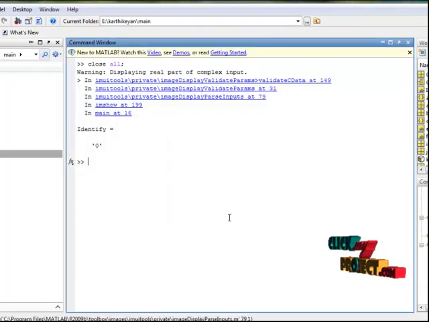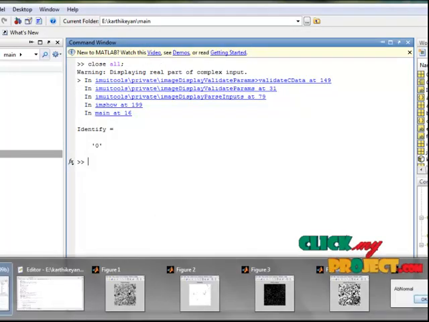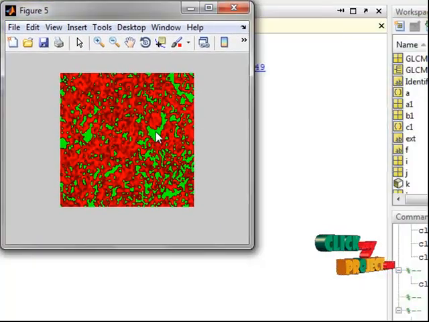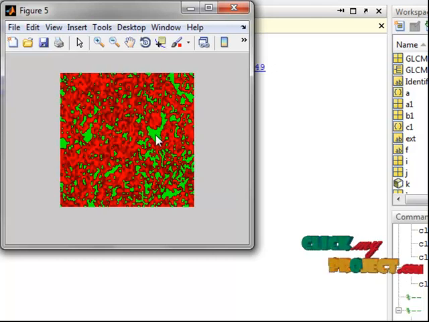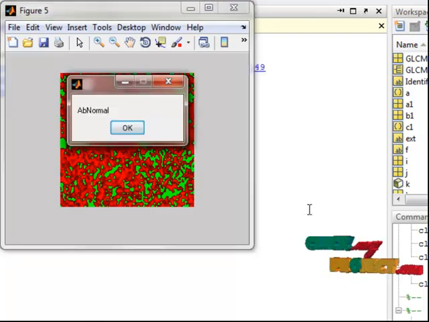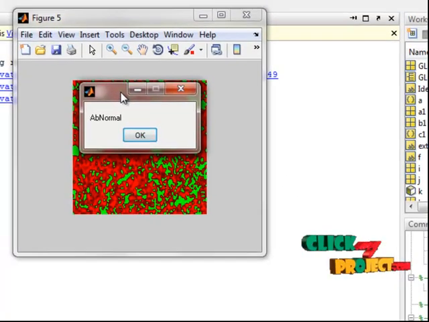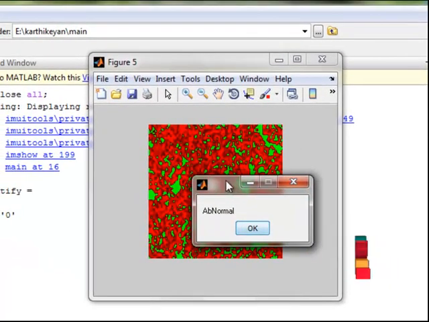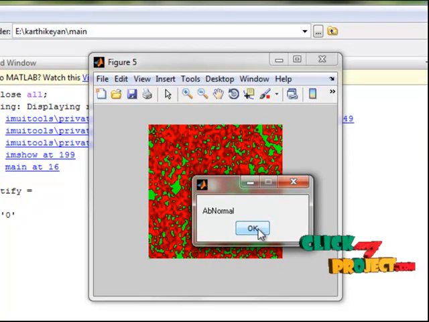And if any abnormality is detected, it returns this green color. It indicates the abnormal detection. And the final step is the Bayesian classifier. This image is classified as an abnormal one. It returns that it's an abnormal one.